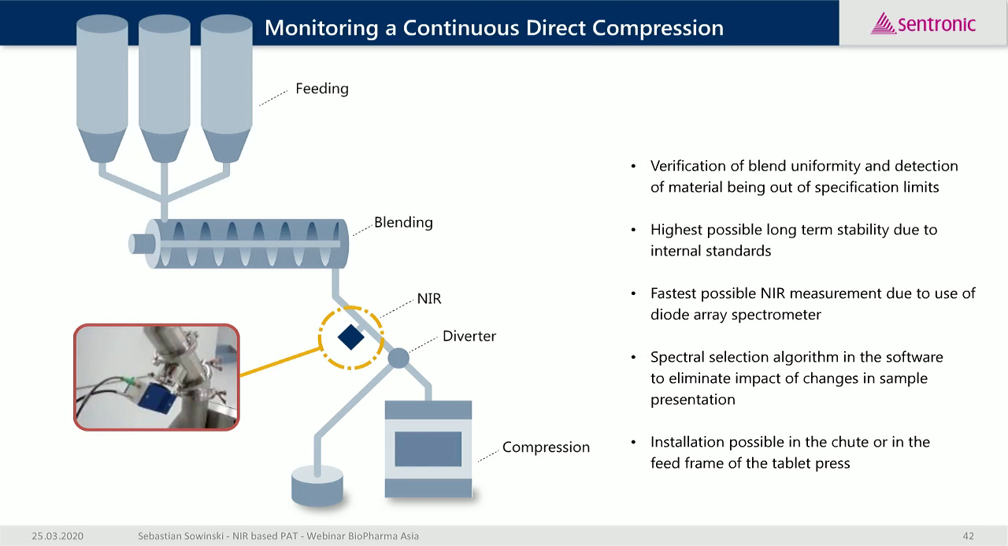This time can only be realized with a dielectric spectrometer module, which has a typical measurement time for one individual spectrum of around 10 milliseconds. With an averaging applied, it is still in a range of a few hundred milliseconds. And the differences in the sample presentation and the amount of material passing by the probe can be handled by a spectral selection algorithm, which I will show you later in a few slides.